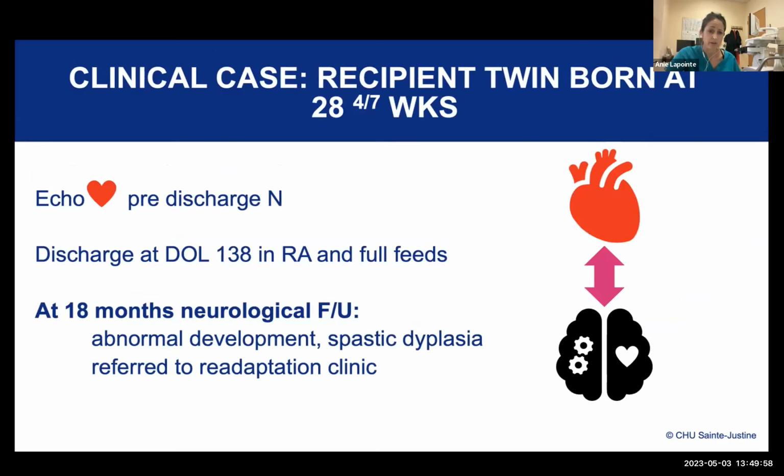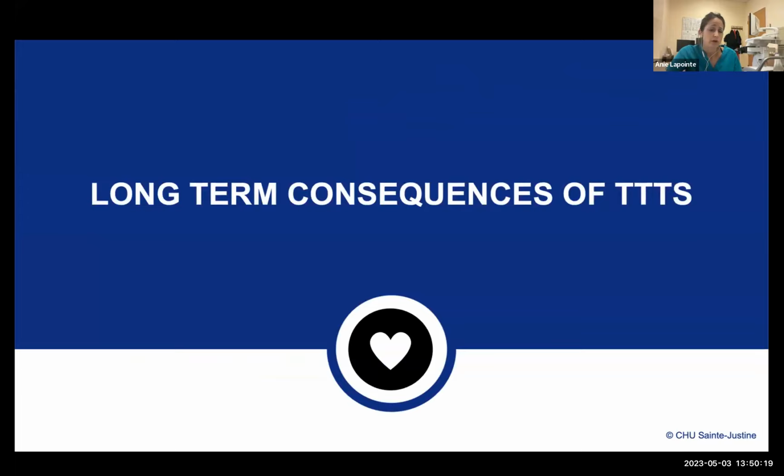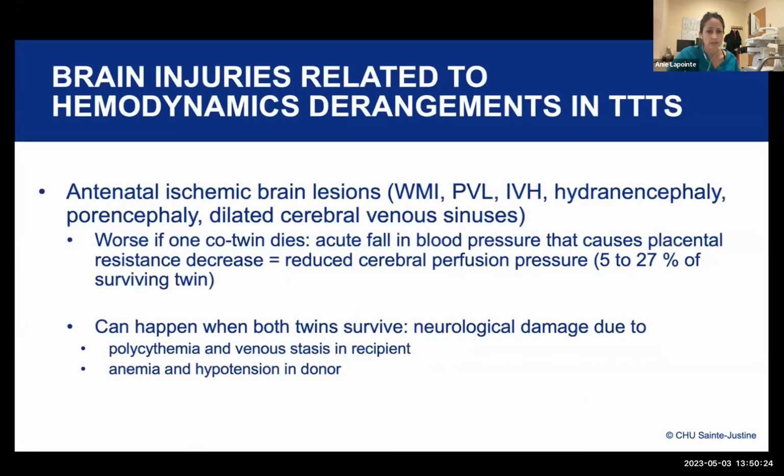And unfortunately, at 18 months, during the neurodevelopmental follow-up, this baby had abnormal development, spastic diplegia, and was referred to a readaptation clinic. And that brings me to talk with you about the long-term consequences of twin-twin transfusion syndrome.